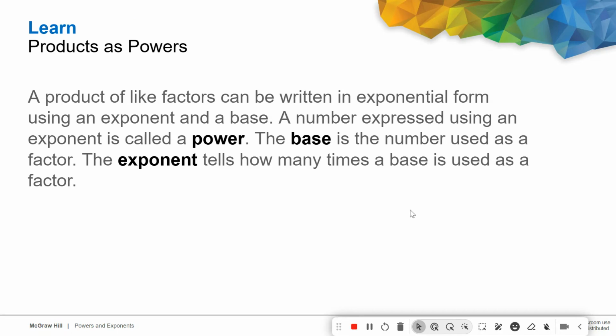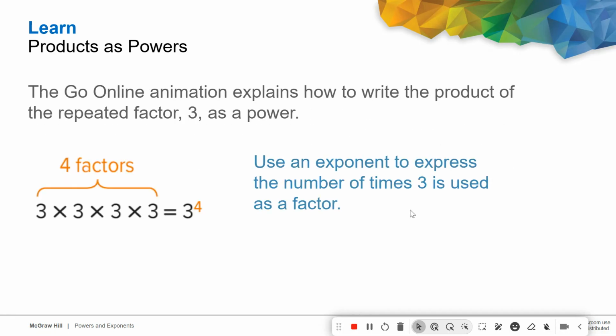Products as powers. And in terms of products, what we mean here is not things you buy at the store. We are talking about products as in the solution to a multiplication problem. All right, so a product of like factors can be written in exponential form using an exponent and a base. That's fancy words. You especially need to know exponent and base. A number expressed using an exponent is called a power. The base is the number used as a factor, and the exponent tells how many times a base is used as a factor. Jumbly words, it'll make more sense as we go.